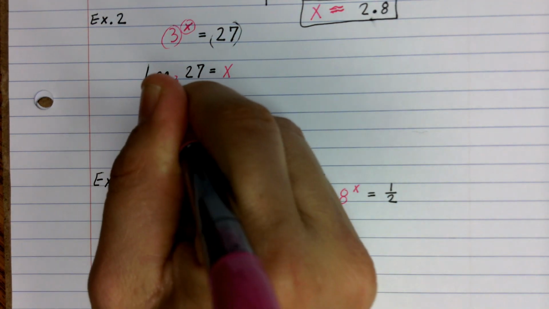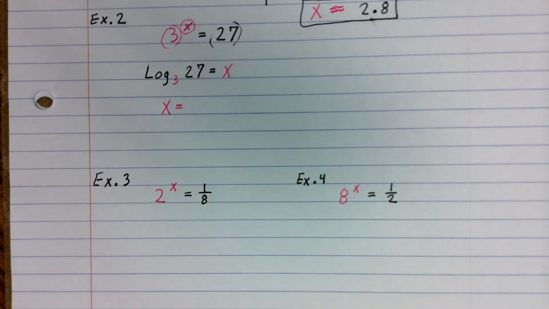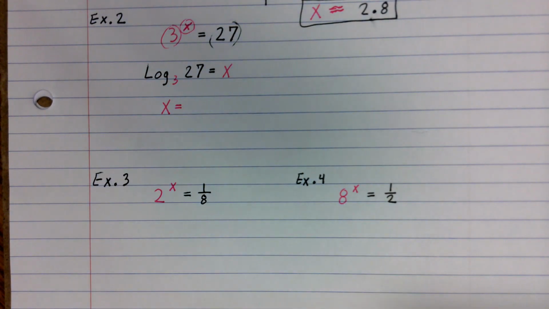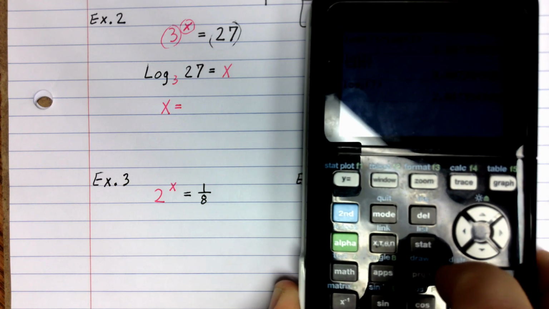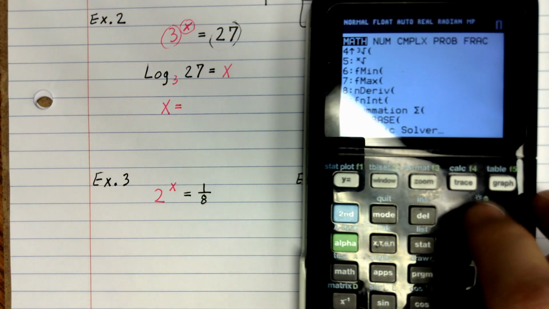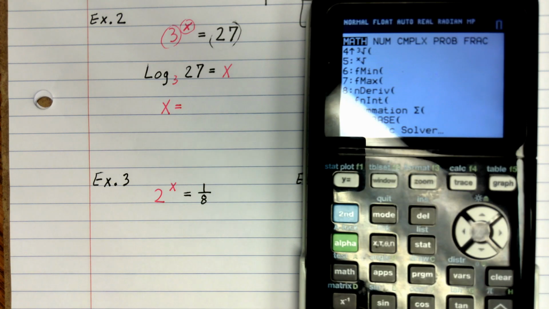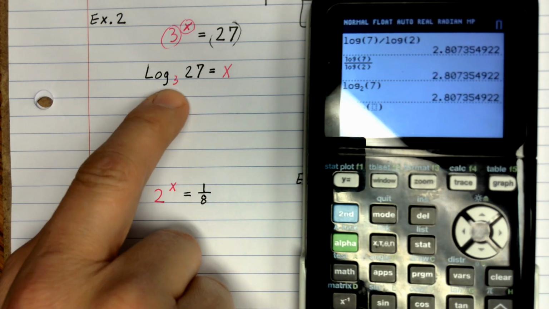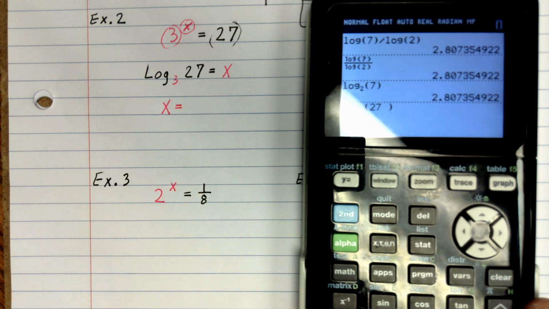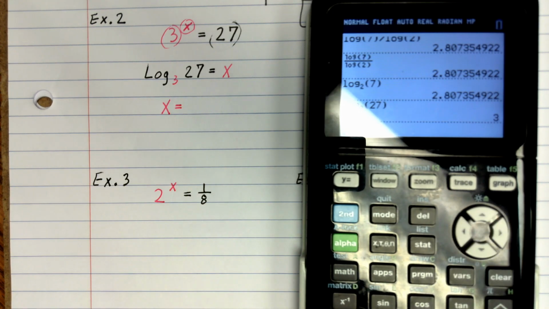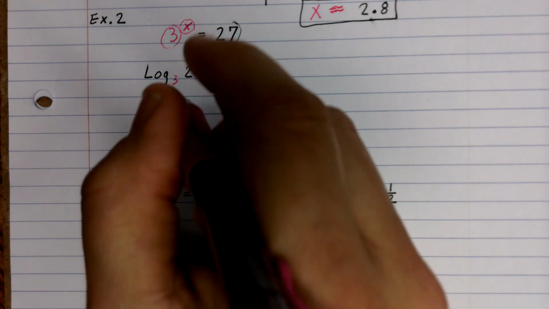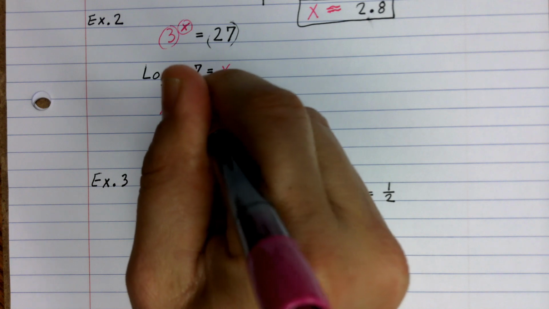And so once I put this in the calculator, I'll know exactly what x is equal to, because x is equal to this log right here. So I'm going to take my calculator, hit math, click up, and go to log base, hit enter, and I'll put my base value, which is 3. And then it's a log of 27, so I'll put a 27 in there, hit enter, and notice it gives me a positive 3. So in this case, x is equal to positive 3.